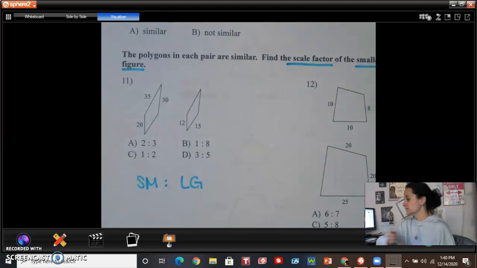What's important here is being able to find a set of corresponding sides. So let me get some highlighters.